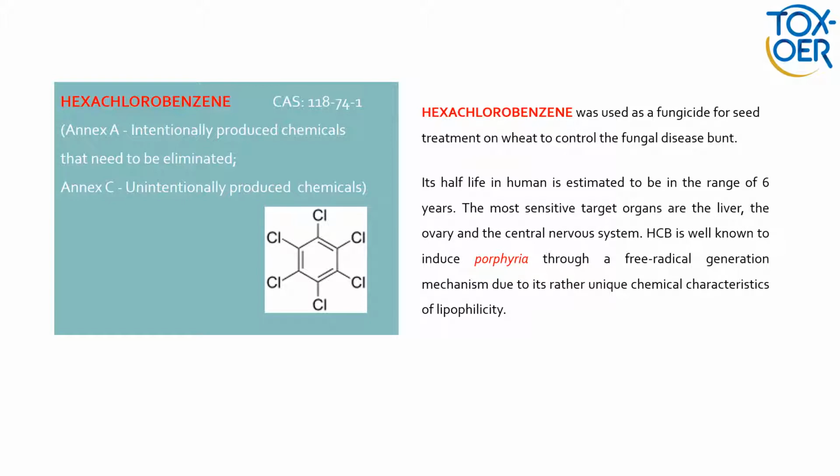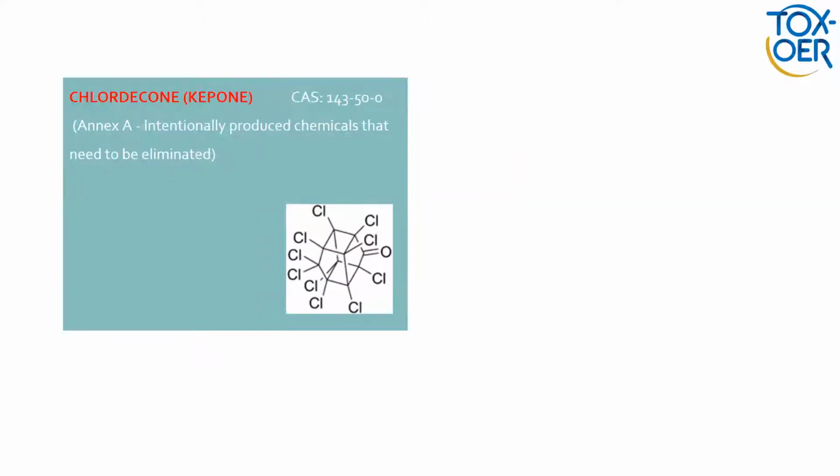Hexachlorobenzene, Annex A and Annex C. Its half-life in humans is estimated to be in the range of 6 years. The most sensitive target organs are the liver, the ovary, and the central nervous system. HCB is well known to induce porphyria through a free radical generation mechanism due to its rather unique chemical characteristics of lipophilicity.